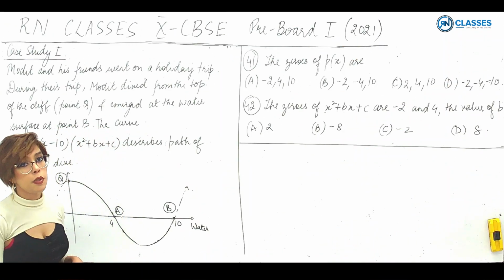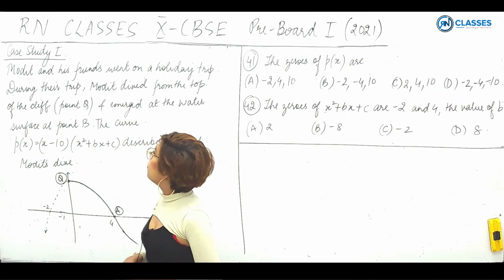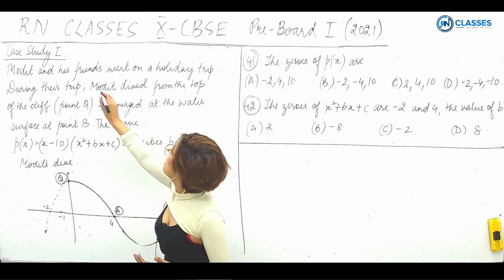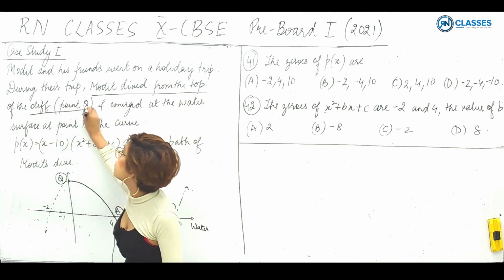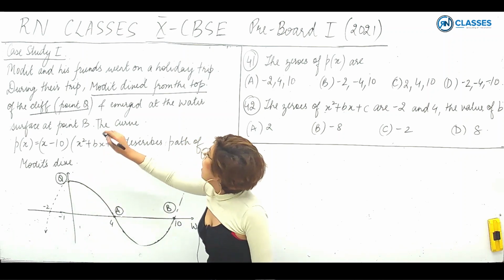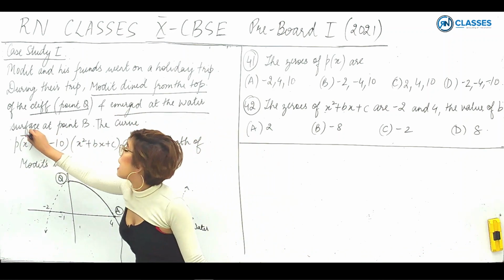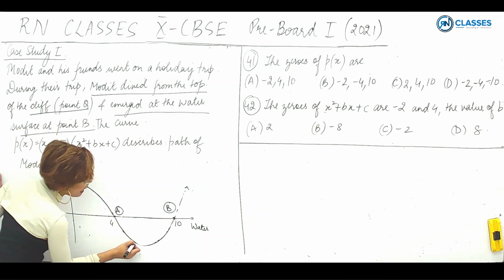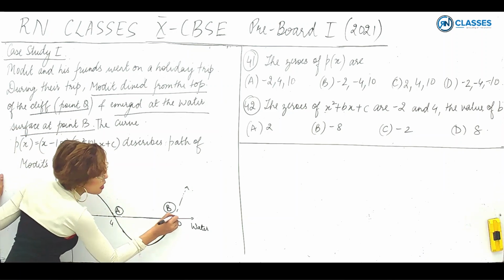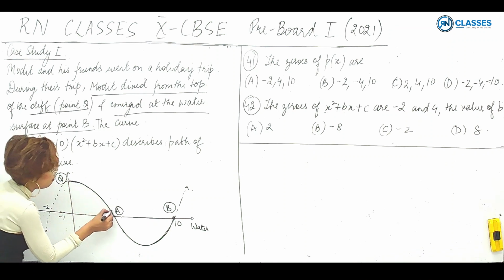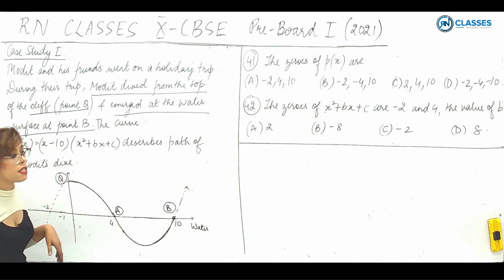Alright. Now we are moving on to the case study. Let's read it. Modit and his friends went on a holiday trip. During their trip, Modit dived from the top of the cliff, which is point Q. So this is the top of the cliff, and he dived from here and immersed at the water surface at point B. So he dived from here. He went inside the water, obviously, and he immersed at this point. Right? The curve P of x describes the path of Modit's dive. So we can see this is the curve which describes Modit's dive.